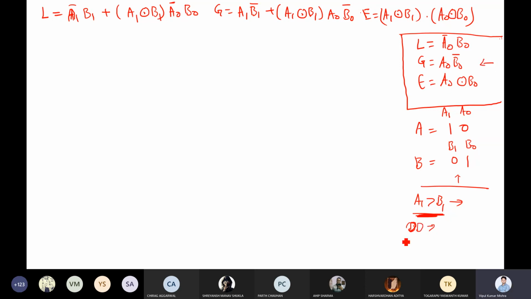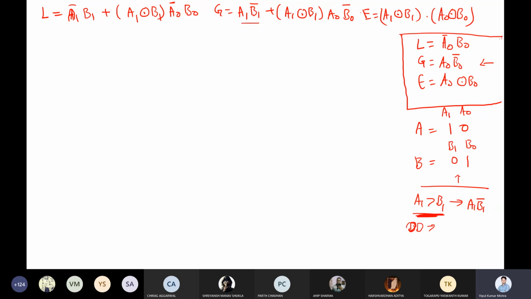You have the equation. If this is 1, then you can say this is greater than, and if it is 0, you can say it is not greater than. Got it? Got it or not? Yes sir. So in order to check A1 is greater than B1, what operation do you apply on A1 and B1 bar? A1 B1 bar. We are really doing the same thing for greater than.